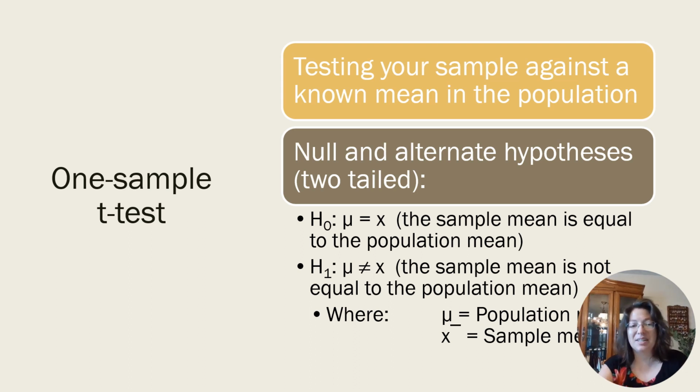So the null hypothesis, and we're always going to use two-tailed because we've discussed the shortcomings of a one-tailed hypothesis, right? A one-tailed hypothesis is more likely to have type 2 error. So the null hypothesis is that the sample mean, which is represented here by x, is equal to the population mean, which is represented by the Greek letter mu. So mu is going to equal x. So the sample mean is equal to the population mean. The alternative hypothesis is just that they're not equal to each other.